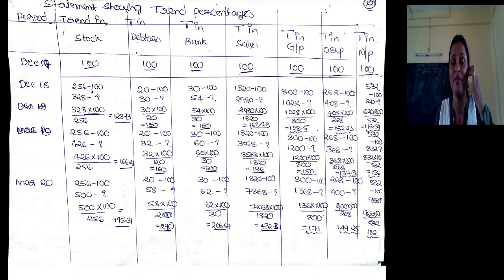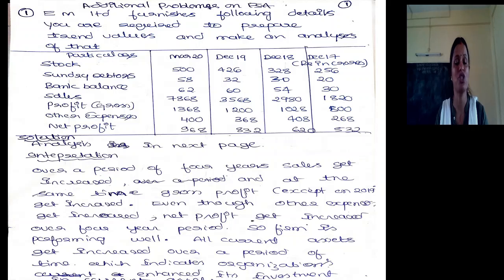Here stock and debtor investment increased because sales increased; there is a tremendous improvement in sales. That's why stock and debtors increased. But yet the organization needs to concentrate on stock and debtors. See, in the analysis and interpretation part, I had given you that over a period of 4 years, sales increased and at the same time gross profit, except in 2019, increased. Even though other expenses increased, net profit increased over the 4 year period. So the firm is performing well.